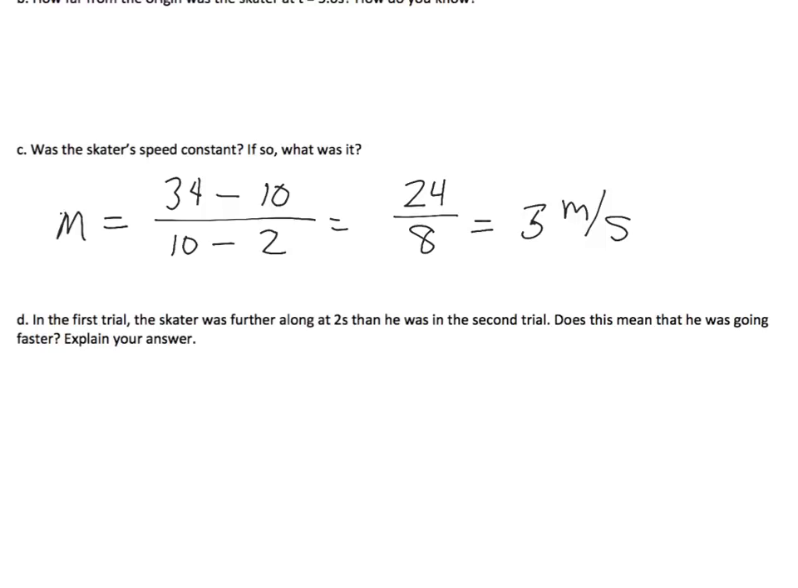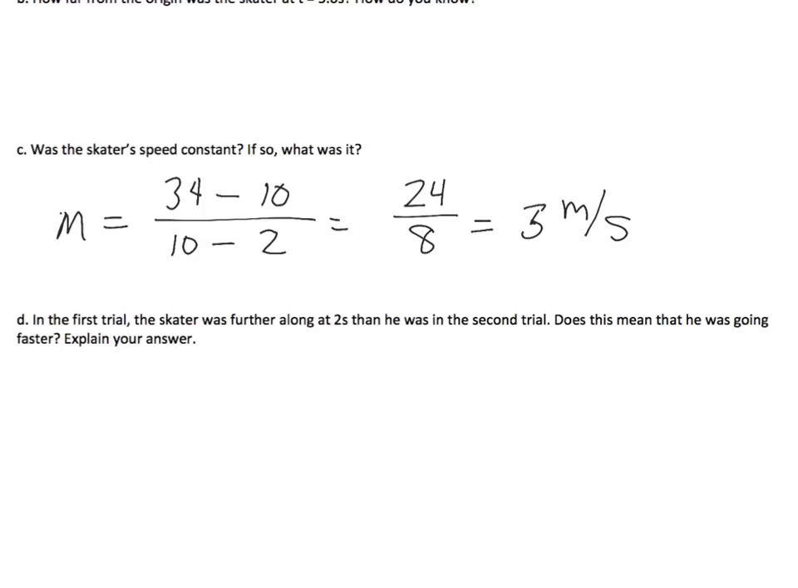In the first trial, the skater was further along at 2 seconds than he was in the second trial. So you can flip back over and see that the first trial we were at 14 meters. This time we're only at 10 meters. Does that mean he was going faster? Explain your answer. The answer on that is no. That just means at that time he had a larger position.